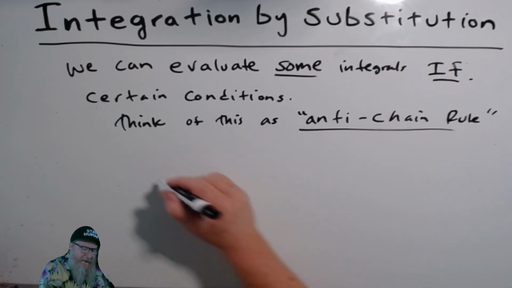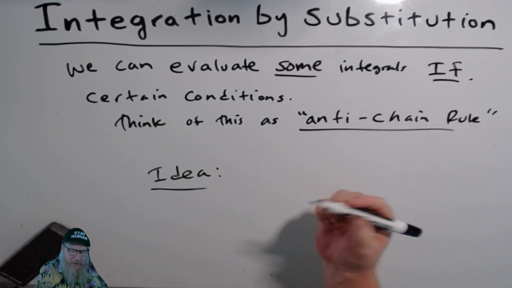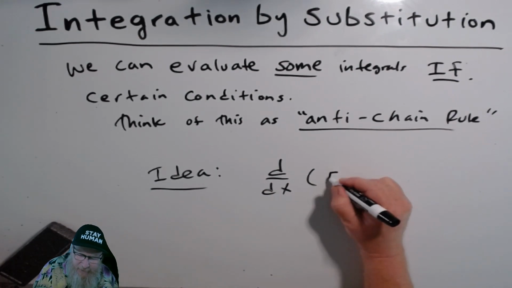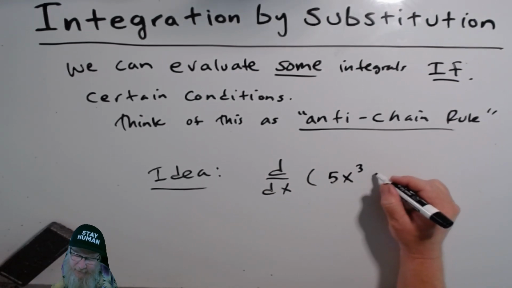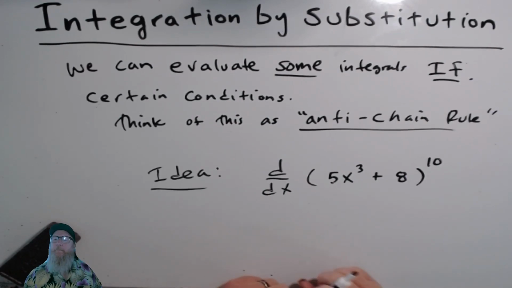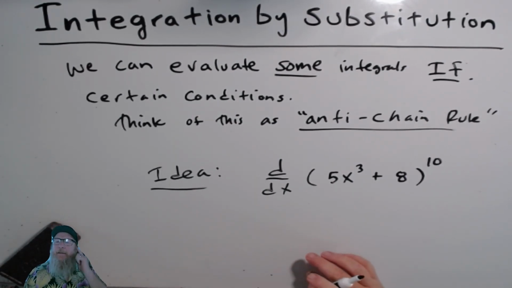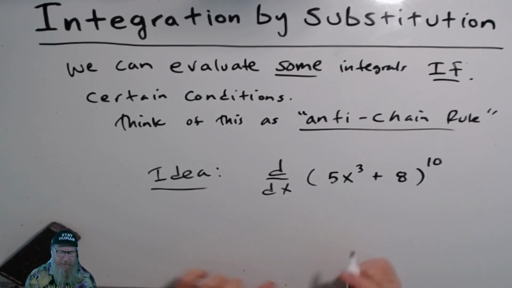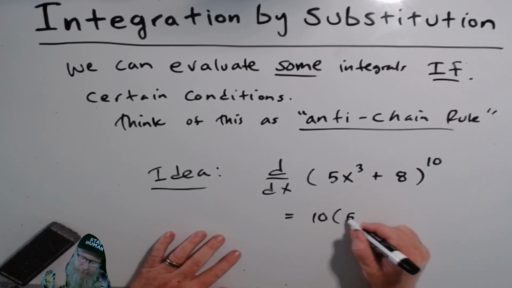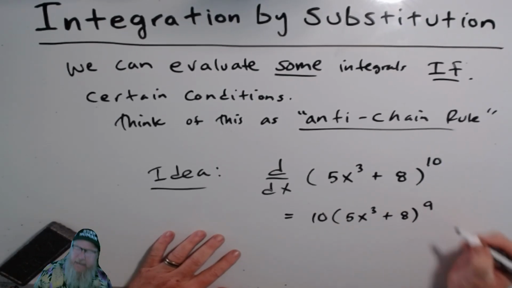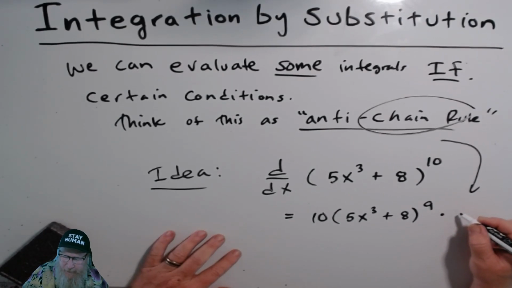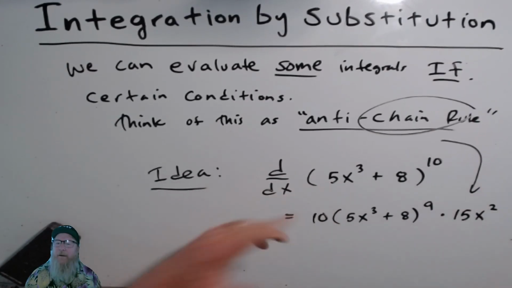The idea is this, before I do any actual problems: if you want to take the derivative of 5x cubed plus 8 to the 10th power, recalling the idea behind the chain rule, the derivative would be 10 times 5x cubed plus 8 to the 9th, using the power rule, but then you'd have the chain rule multiplied by 15x squared.